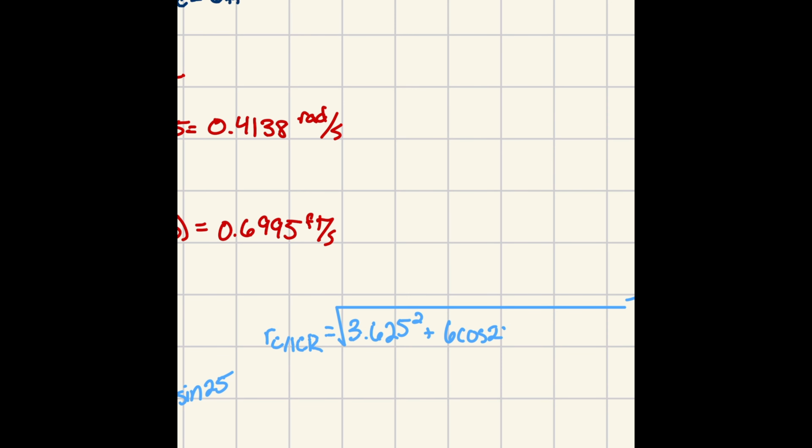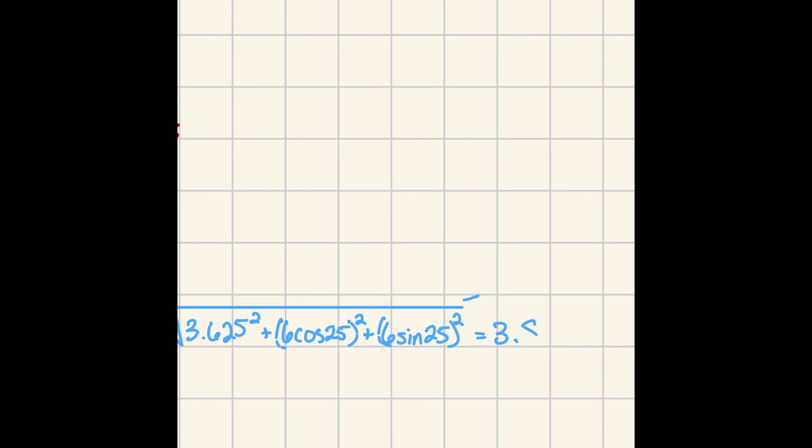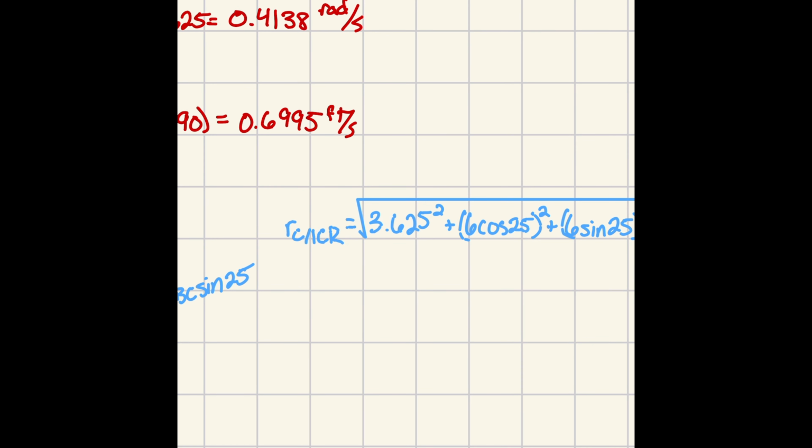So as you can see, the RC/ICR is the square root, which is a very long value. And it's using the Pythagorean theorem, x squared plus y squared equals c squared, and it gives us an answer of 9.411.